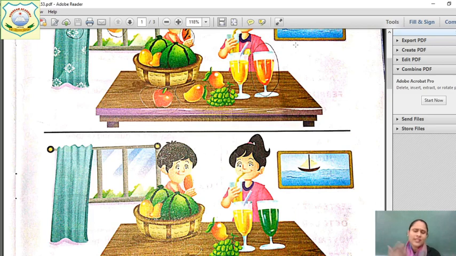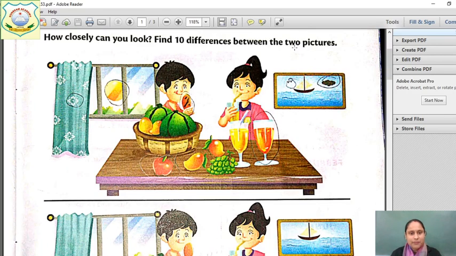Okay, so whichever color pencil you are having, you all are having different color pencils, right? So make use of those different color pencils for circling around the objects which are different in both the pictures. जो भी ऑब्जेक्ट्स दोनों पिक्चर्स में डिफरेंट है आपको उसको सर्कल करना है. ओके, नाउ let's see the next difference.